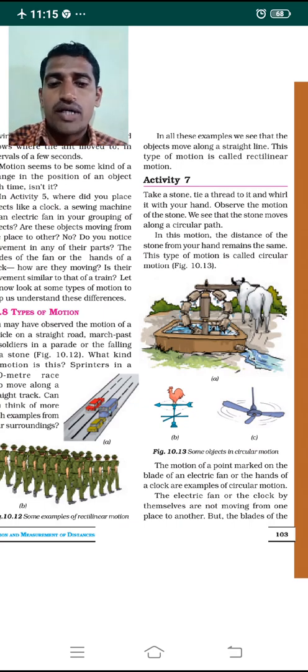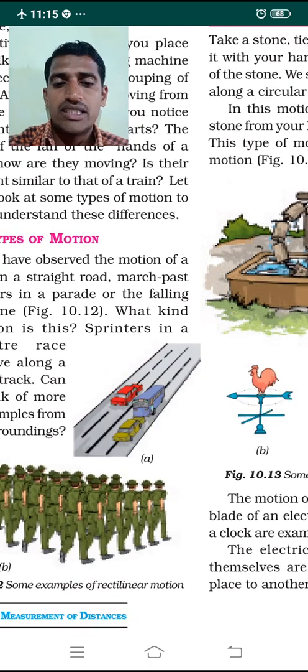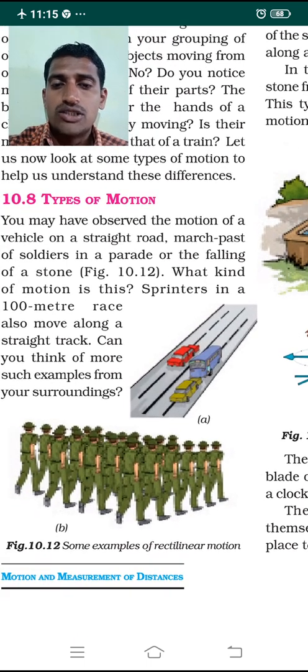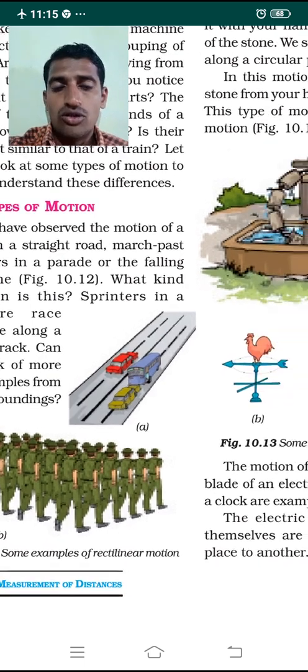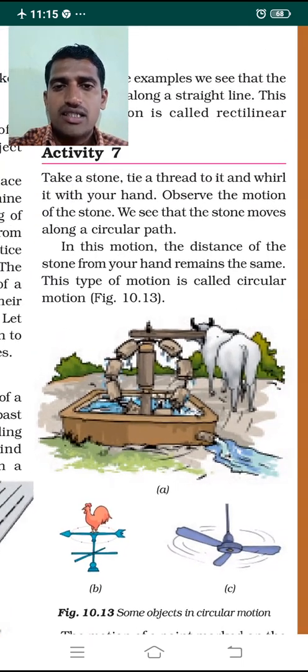You can see, look at the examples A and B. Here you can see the vehicles moving in a straight line direction. Look at example B, the soldiers performing a march past in a parade. So these are all examples of rectilinear motion.